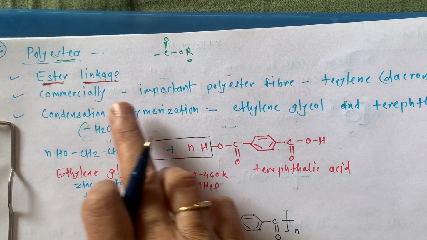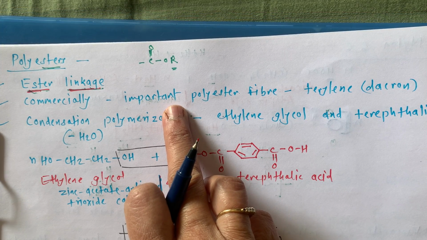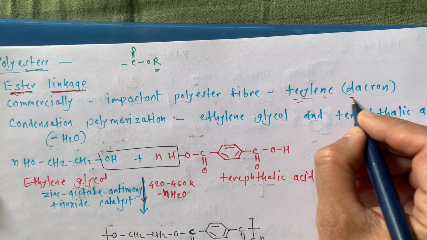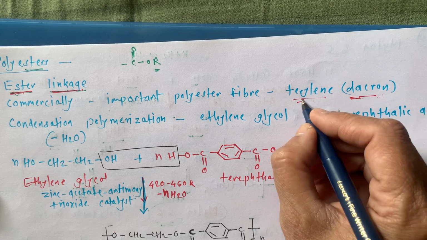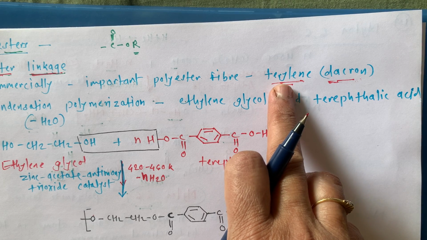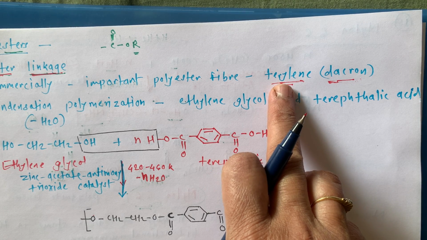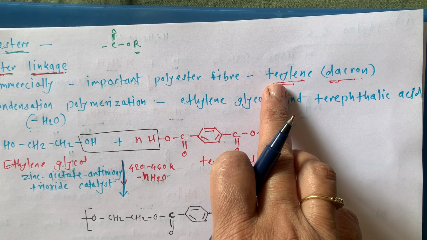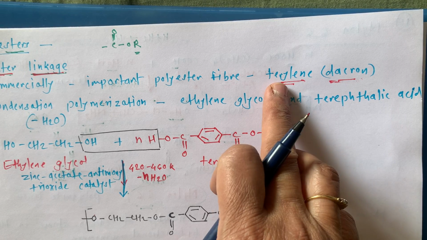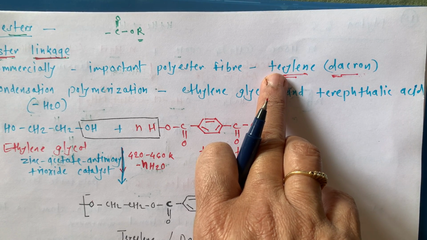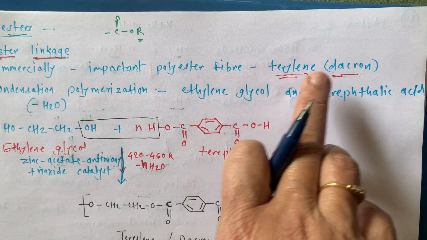Commercially, this is a very important polyester fiber, and it is called terylene or dacron. We always use the word, I want the terylene pant. So this is nothing but terylene. That cloth is terylene, so you are not going to get any creases on it. It is very easy to use. That is the terylene, dacron.